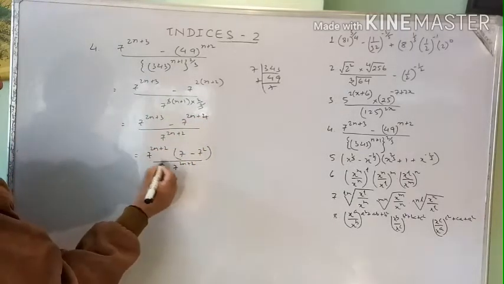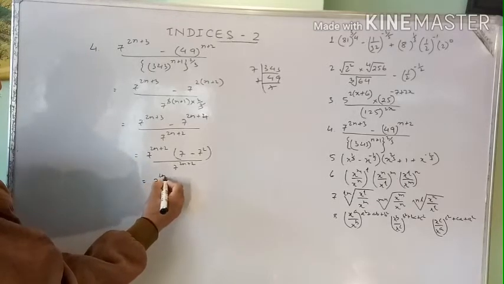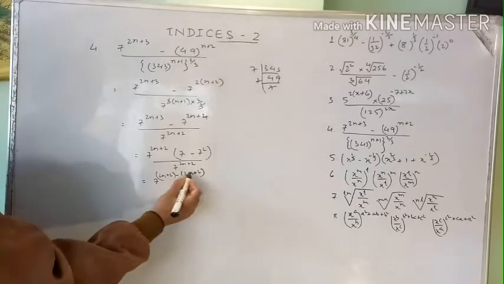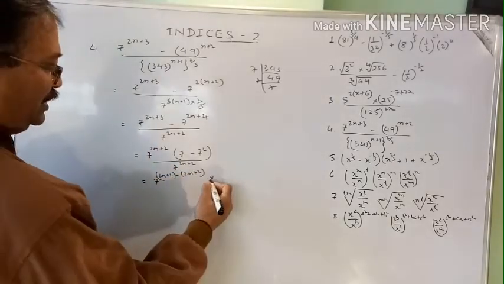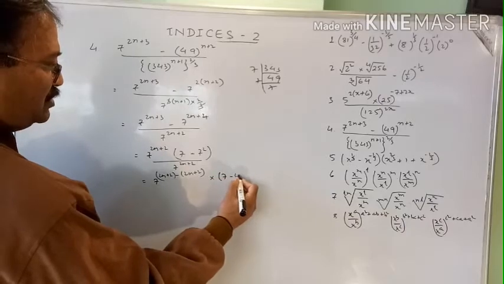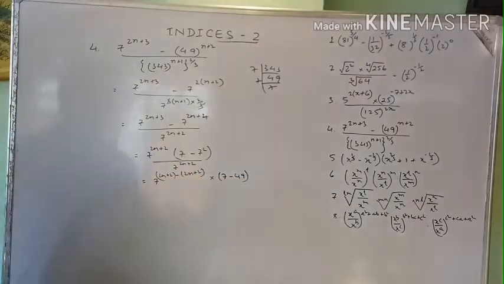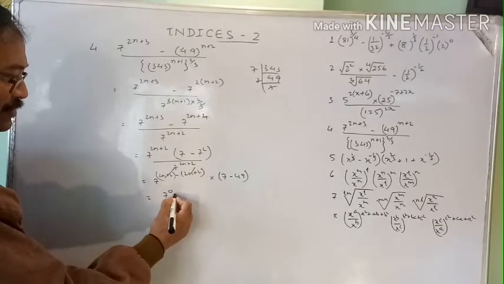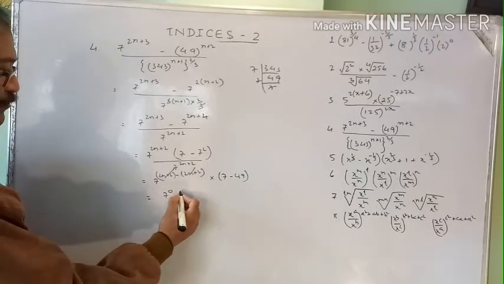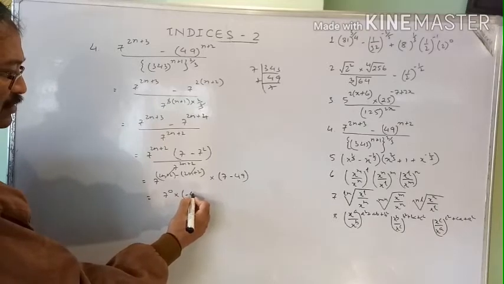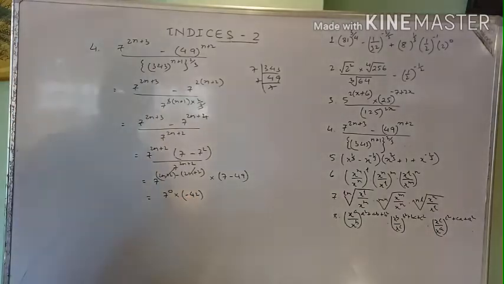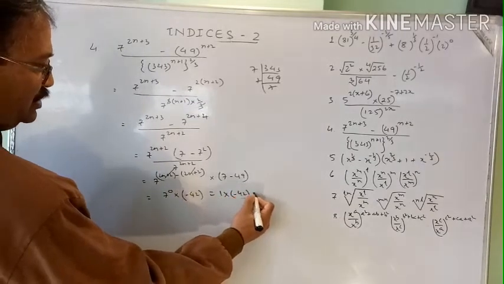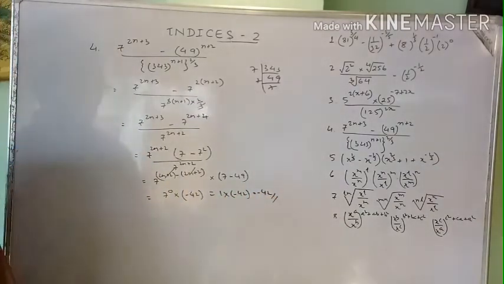So this 7 to the power 2n plus 2 divided by 7 to the power 2n plus 2, because when you divide, exponents are subtracted, into 7 minus 49, you get 7 square, 49. So this will be cancelled, so 7 to the power 0 you get, into 7 minus 49, you get minus 42. So this is 7 to the power 0 is 1, 1 times minus 42, so the answer is minus 42. So this is the answer.